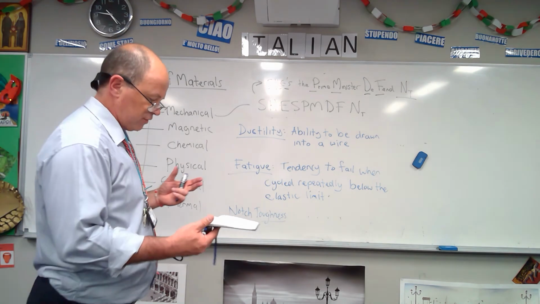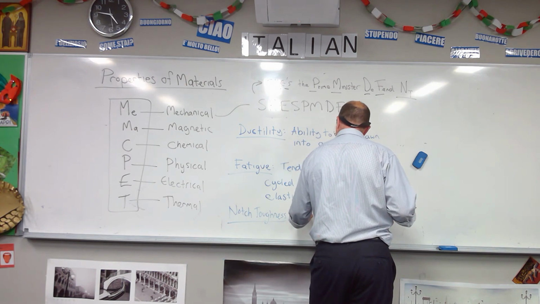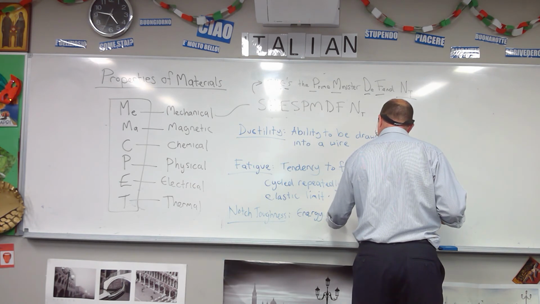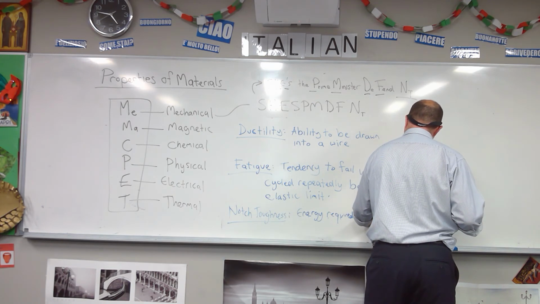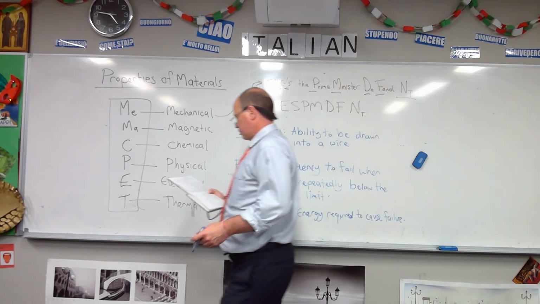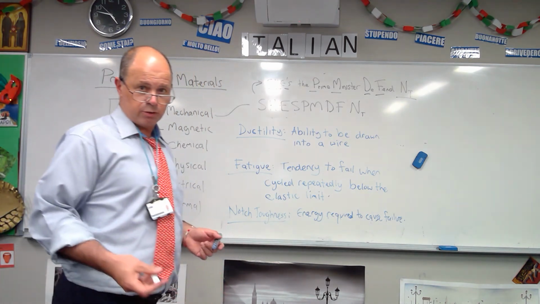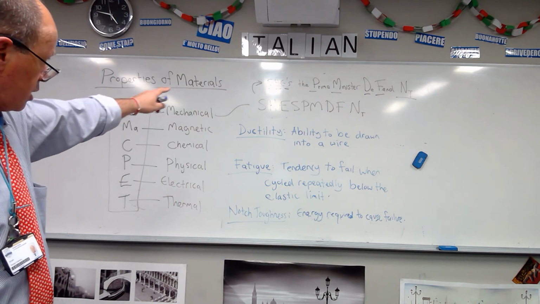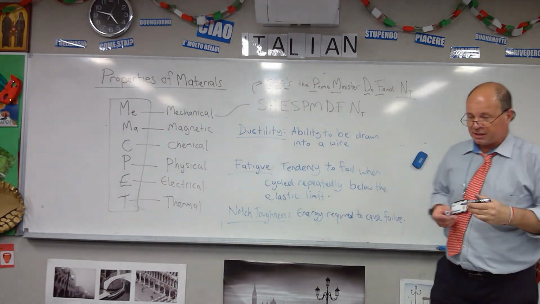Okay, so notch toughness is a measure of the energy required to cause failure. So they're all of your material properties, especially they're all the material properties on the left, and your mechanical properties using that acronym. She's the Prime Minister, defend the Northern Territory. That's a way of remembering some of those terms.